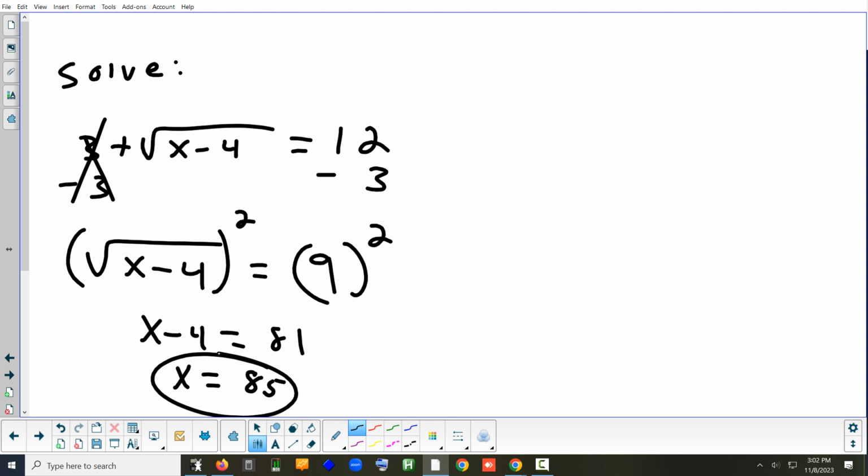We've checked some that don't work and some that do. So let's see. What's 85 minus 4? 81. And the square root of 81? 9. That's the positive square root because it doesn't have a negative symbol. So 9 and then plus 3. 12. Perfect. So that answer works. That's how you solve a radical equation. Any question on that?